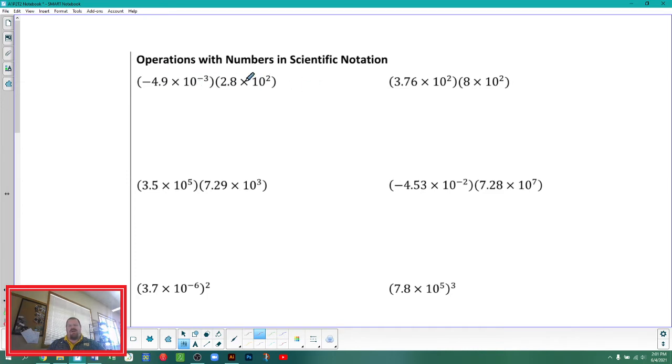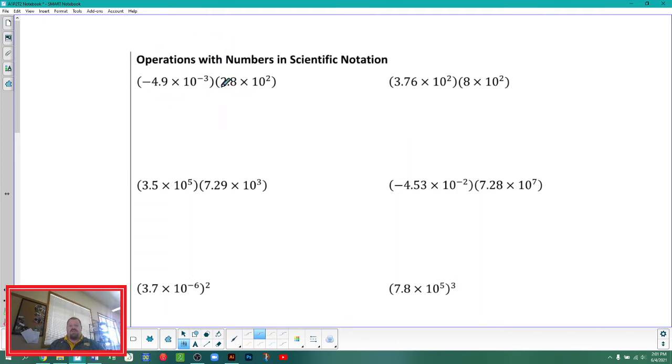Because if I were to think about adding these, this is 280, and this is like negative 0.0049. If I was thinking about adding those, it wouldn't be that exciting. It would be 270.00 something 51, right? So adding and subtracting is relatively boring, but multiplying, raising to a power, and dividing are things that we should be able to do.